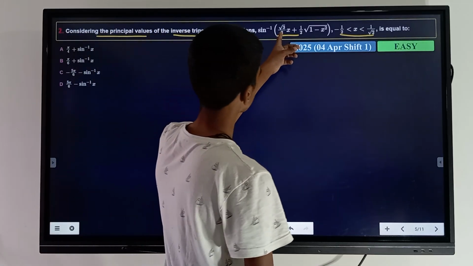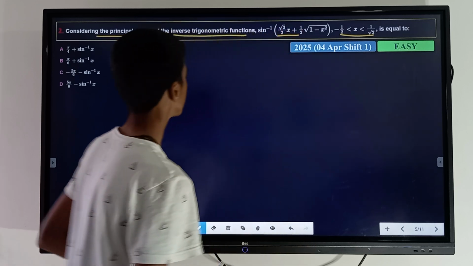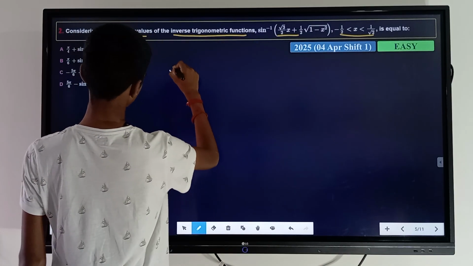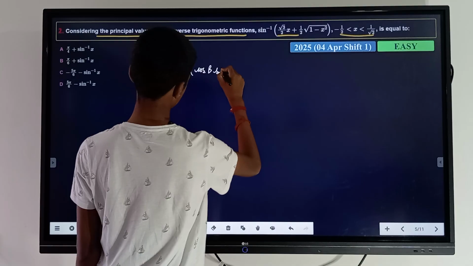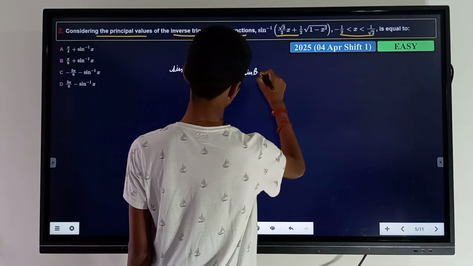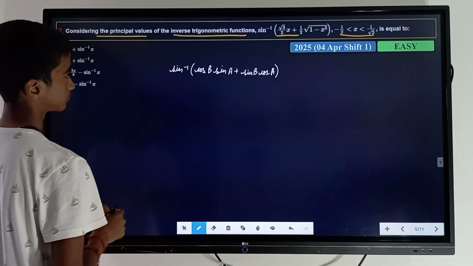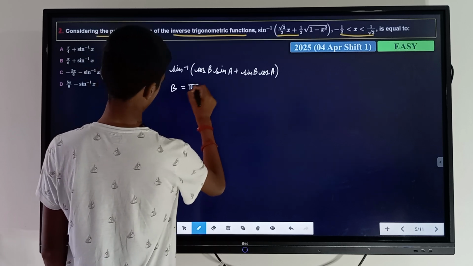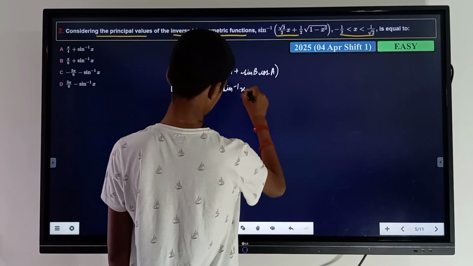So we can treat this as cos of A, cos of B, sine of A, sine of B, cos of A. So we can write the above expression as sine inverse of cos B sine A plus sine B cos A. Now from here our B is equal to pi by 3 and A is equal to sine inverse x.